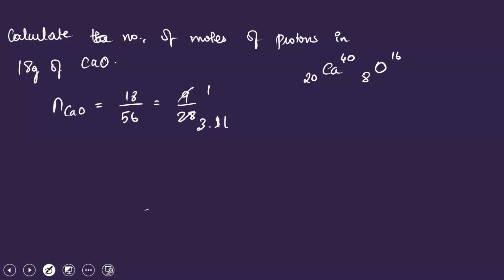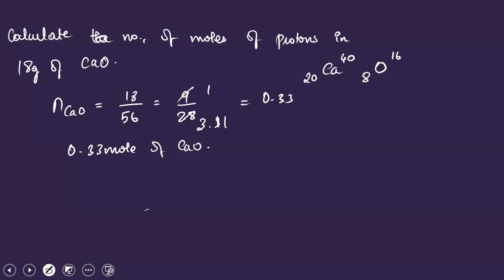3.11. Correct? 1 by 3.11. So approximately we'll have 1 by 3, 0.333 will come. Correct? So let it be 0.33 something. Clear? So we have got 0.33 moles of calcium oxide. What is the next thing that we need to identify? Tell me whatever comes to your mind. Protons. Wait. The question is number of moles of protons.